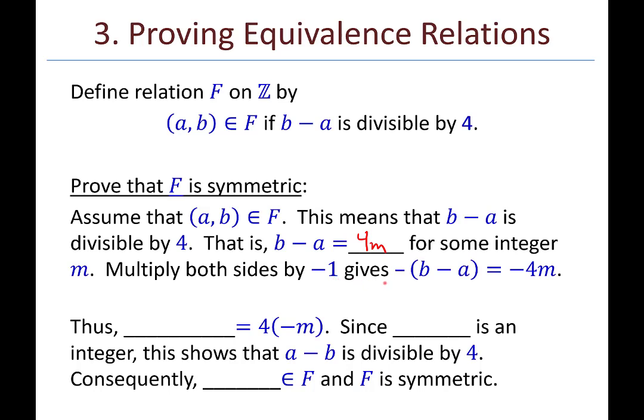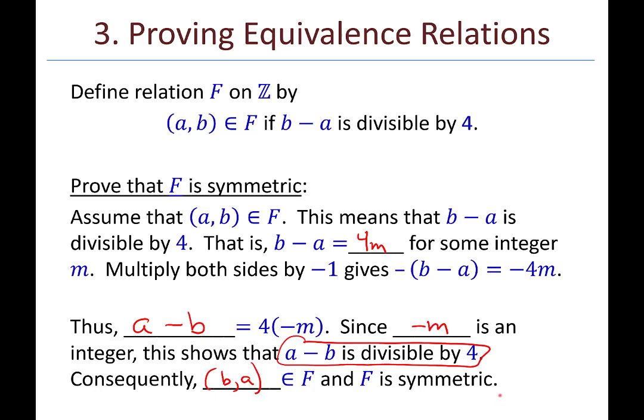Multiply both sides by -1, and that gives negative (b minus a) equals -4m. Let me just distribute this negative here, and so I have a minus b equals 4 times -m. Now that means that a minus b is a multiple of 4. Since -m is an integer, this shows that a minus b is divisible by 4. Consequently, that means that (b, a) is in f, and so f is symmetric.